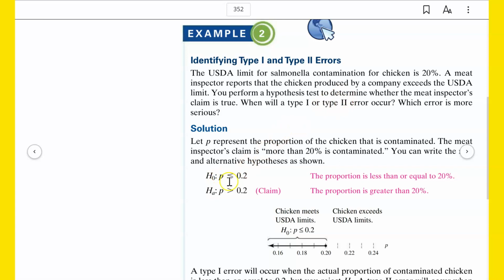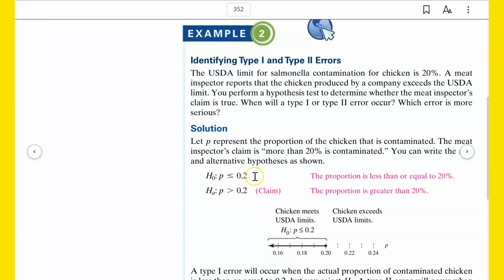A type 2 error would be when we fail to reject a false H0. So if this was false, P is not less than or equal to 0.2, and we fail to reject that. That's a type 2 error. So we're saying it could really be less than 0.2 based on the data. We can't say that it is not less than 0.2.